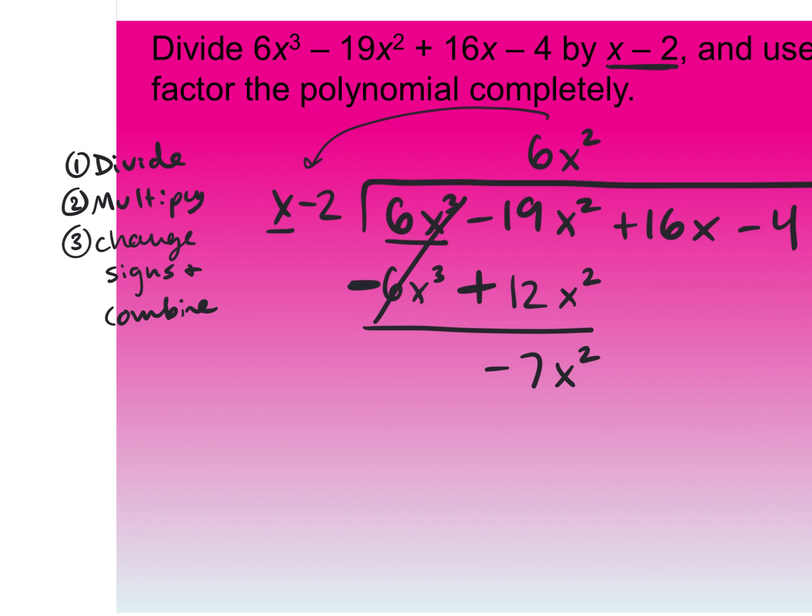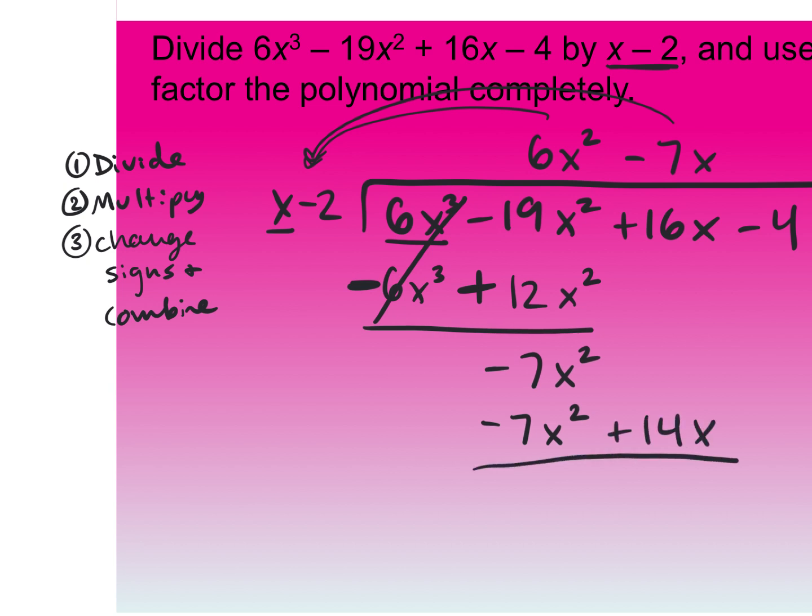Now we go back to the top. We're going to divide again. What's negative 7x squared divided by x? Negative 7x. So I'm going to write that in line with my x terms. After we divide, we multiply. Negative 7x times both things out front. So negative 7x times x would be negative 7x squared. Negative 7x times negative 2 would be plus 14x.